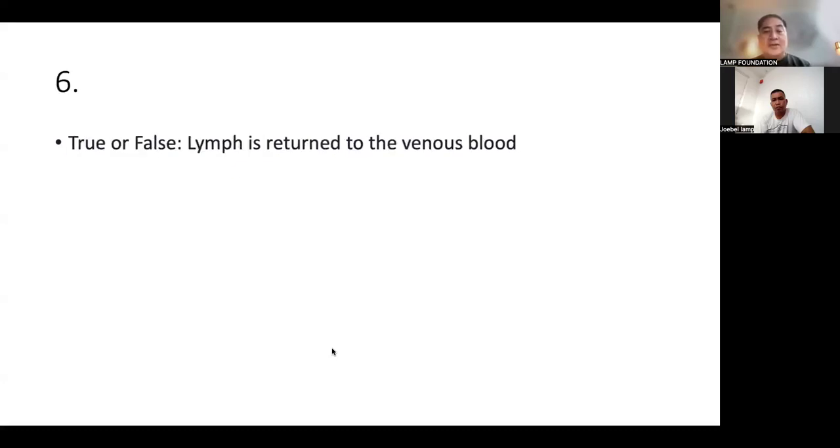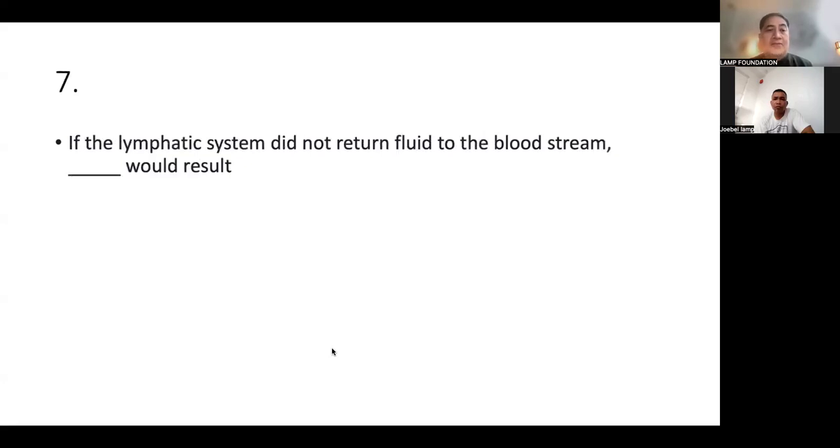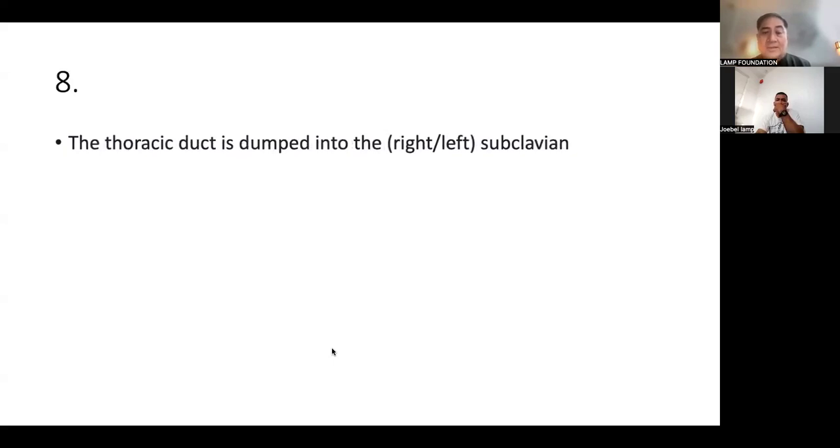True or false? Lymph is returned to the venous. True. If the lymphatic system did not return fluid to the bloodstream, what would result? Causes edema. Edema. Edema. The thoracic duct is dumped into right or left subclavian.